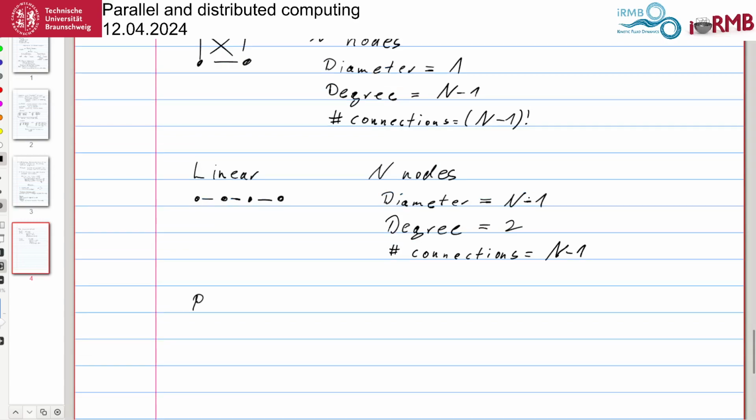And the closed fence is the next possibility, which we call a ring. Okay, ring, or we call this a 1D torus. That would look like this. It's the same as linear, only the ends are connected to each other. So what does this mean for the diameter?